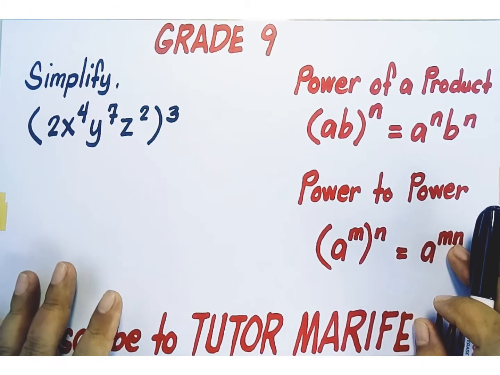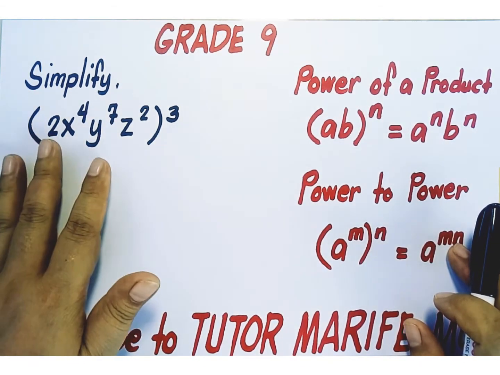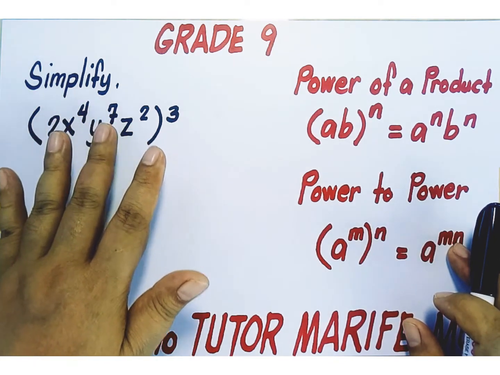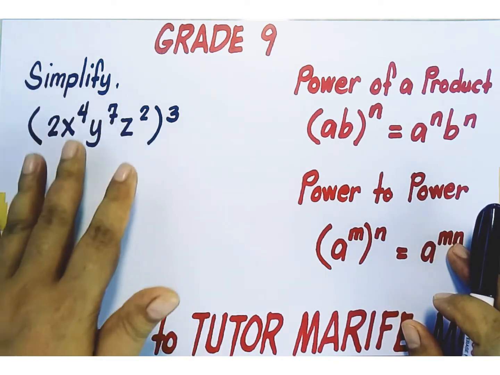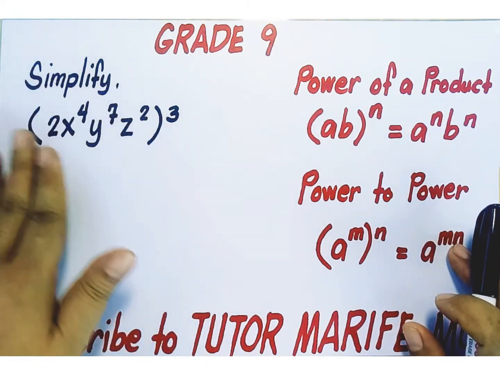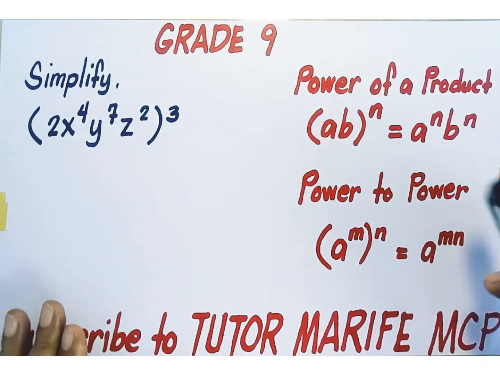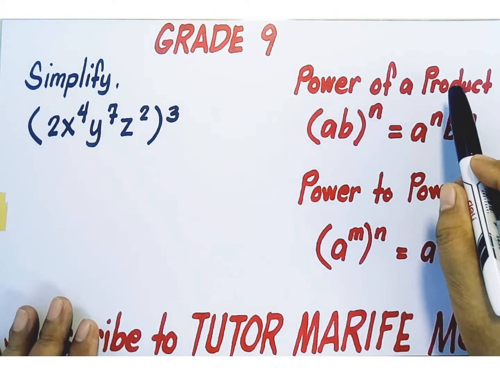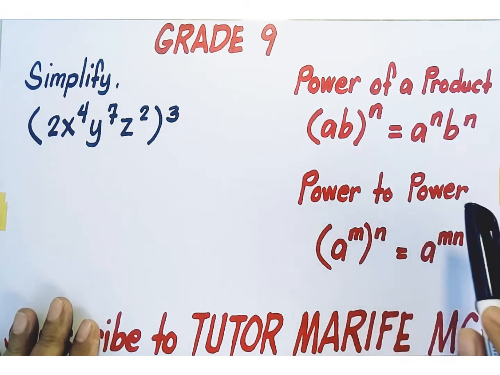Let's simplify the second given expression. We have 2x raised to 4y raised to 7z squared enclosed with parenthesis raised to 3. How do we simplify this expression? We are going to apply the power of a product rule and the power to power rule.